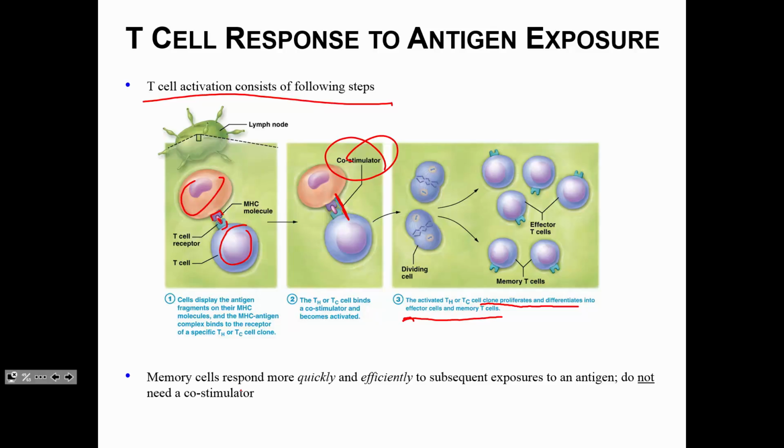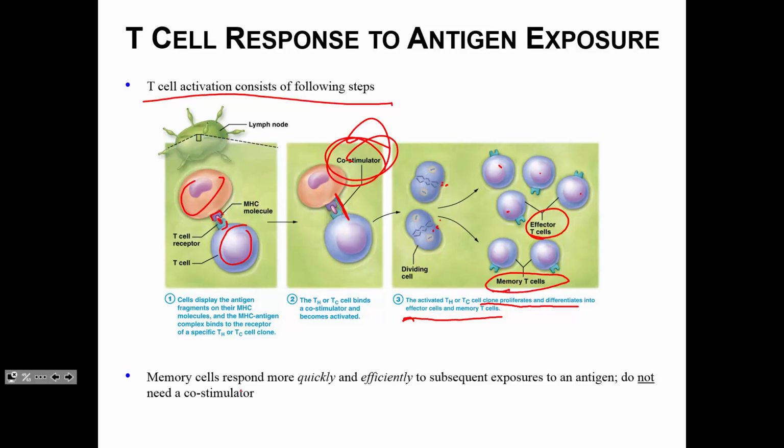Once this co-stimulation happens, they're activated, and so now our T cells are going to start dividing. They're going to divide and produce clones. Some of the clones become effector T cells. Some of the clones are going to become memory T cells.